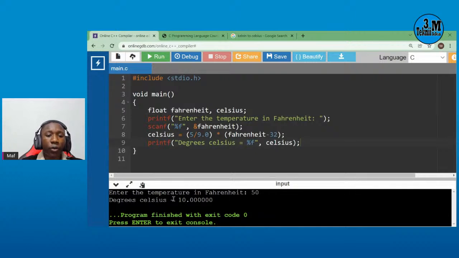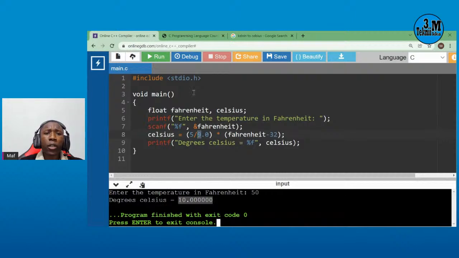Okay, you have 50 in Fahrenheit, 50 minus 32. You have the result, which is 18. Yes, 18 multiplied by 5, you have maybe 90. And then you divide by 9 and you have 10, okay?